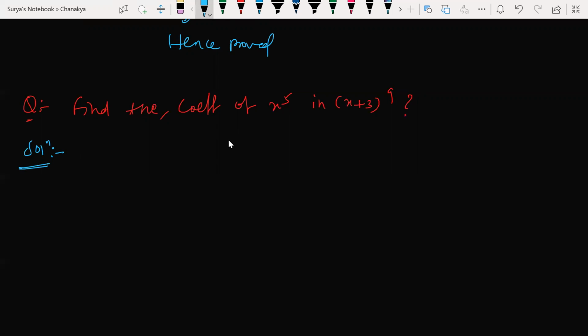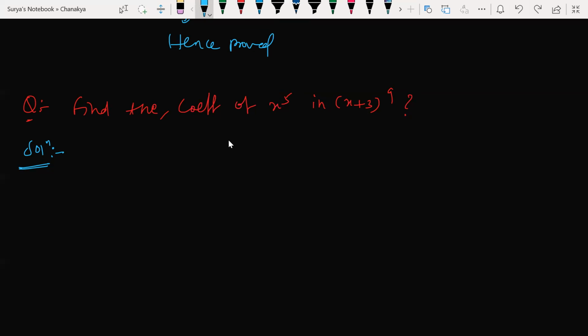Sir, by using general term again? Yes. Sir, I thought we need to expand this (x plus 3). Don't need to expand that. I told you beta, whenever you get asked to find out the coefficient of something from the expansion, how do we go about that? General formula. Look at the general term. So find the coefficient of x to the power of 5 in this expansion.